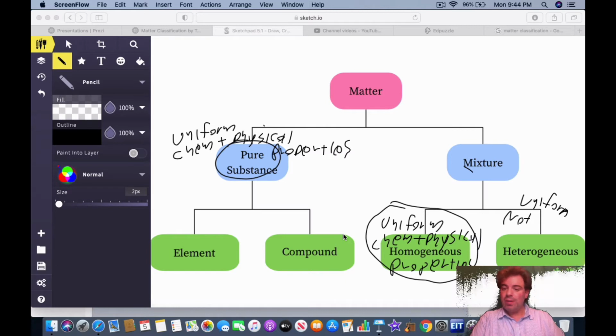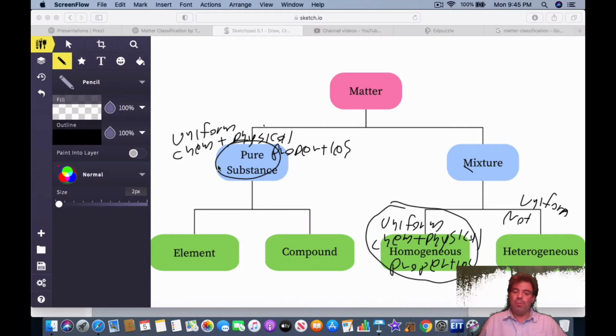As of last time we were together, we were talking about matter classification, and we saw how different substances can be classified under matter. Here is a simplified version of what we discussed last time: matter is broken into two major categories, pure substances and mixtures. Pure substances are further broken down into elements and compounds, and mixtures are broken down into homogeneous and heterogeneous mixtures.